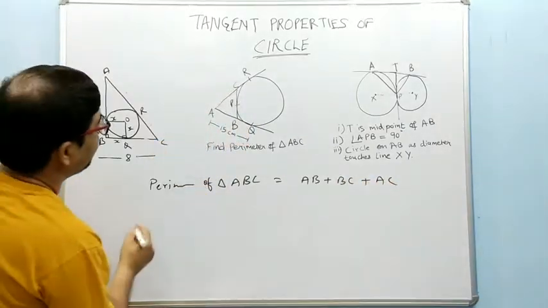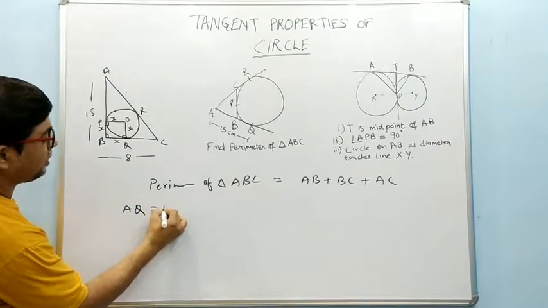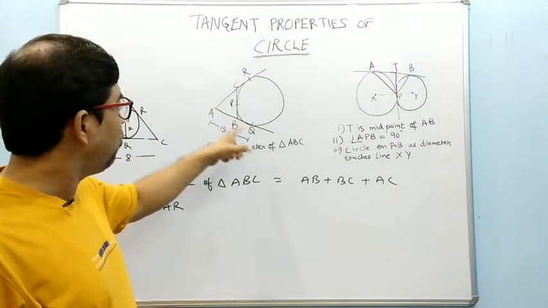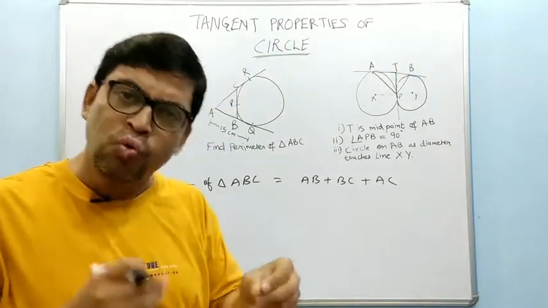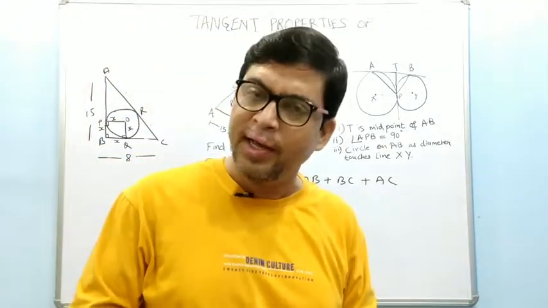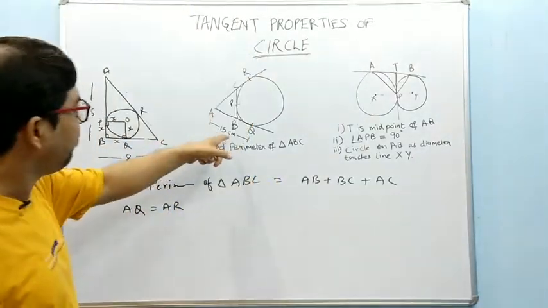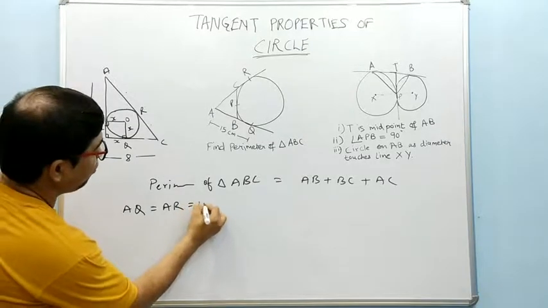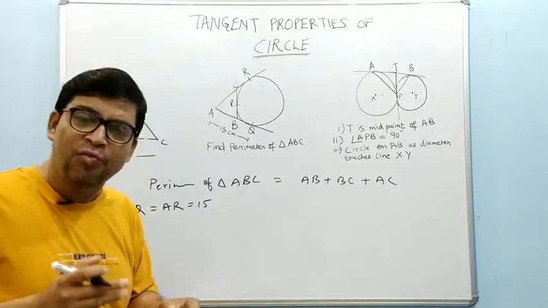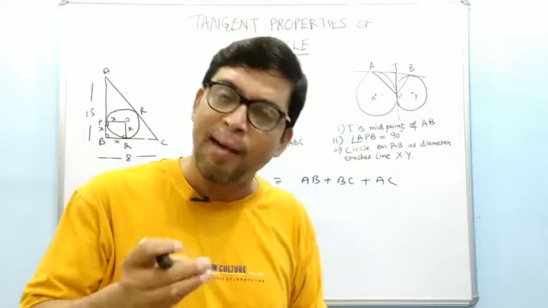Now see here, AQ is equal to AR. Why? Because AQ and AR are two tangents to the circle from an external point A, and we know their lengths will be equal. So if AQ is 15, then AR is also 15. That is the only thing given to us. So in between, if something is needed, we will get by applying the appropriate theorems.